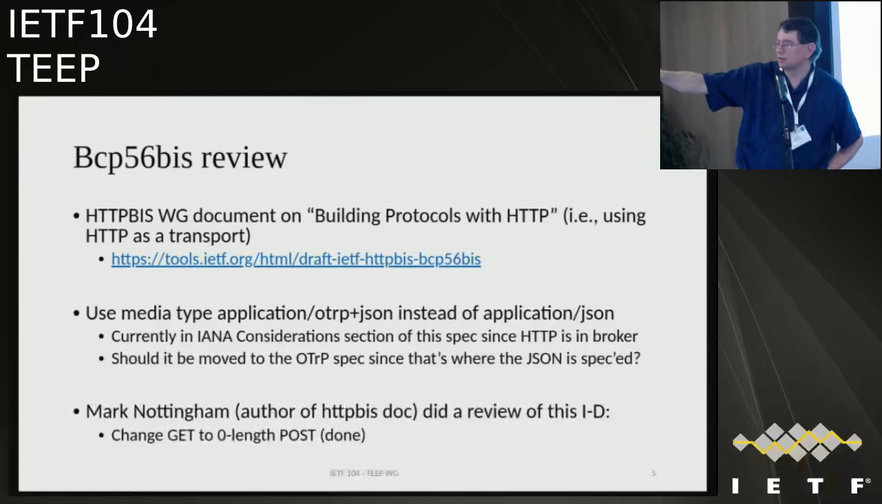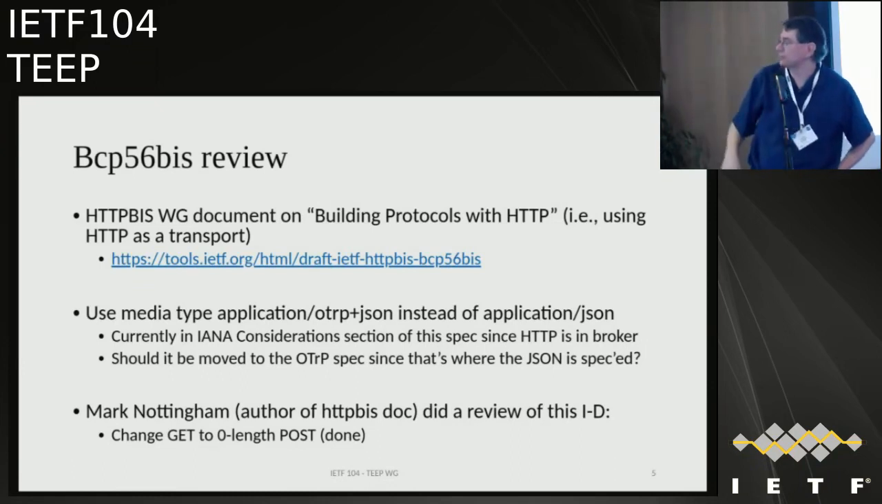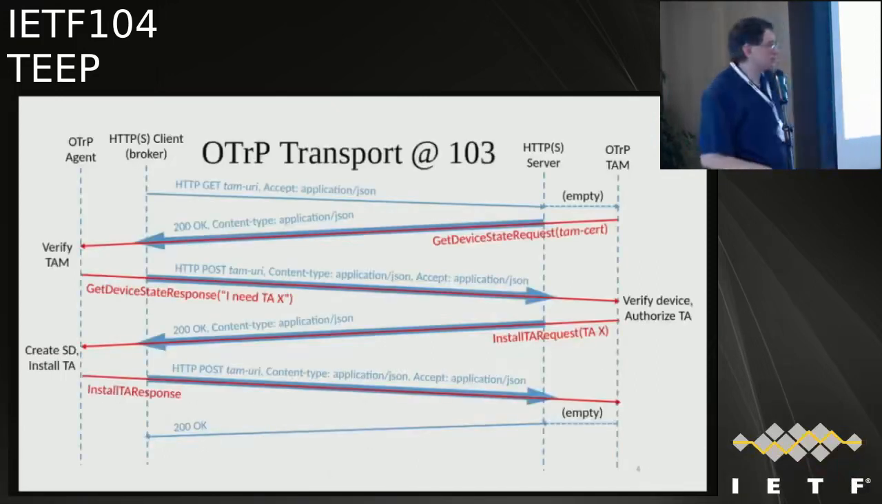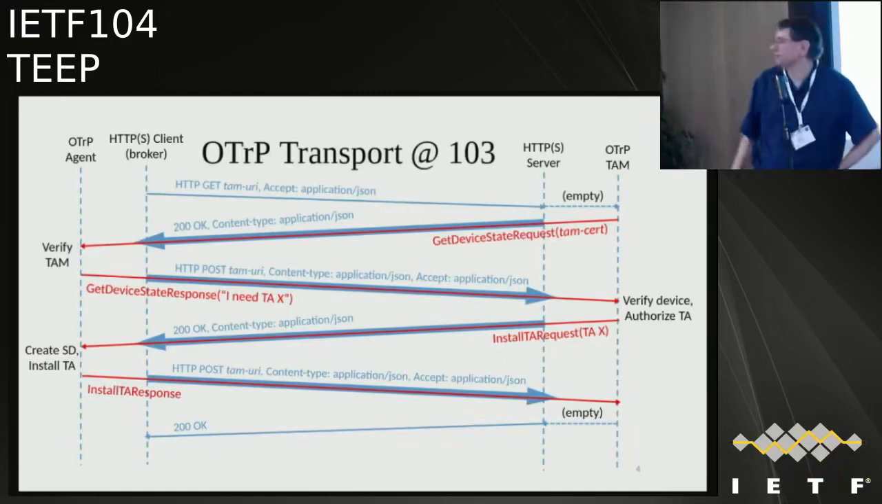When he did his review, he said, the only thing that I see that should be done differently is instead of using a GET in the first message. If you go back a slide, you see the very first message is a GET at the top there. Okay, go back. Thank you. He said you should be using a zero-length post instead of a GET. And then you're consistent. And we said done. So that was the main technical difference between 00 and 01.